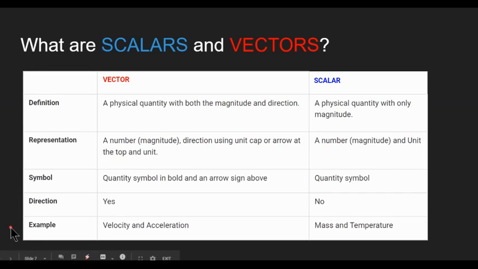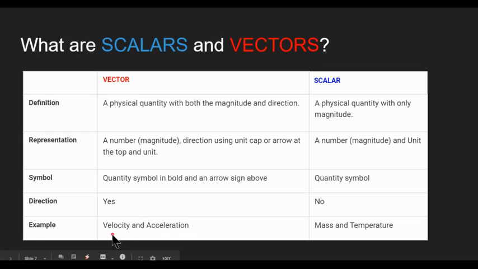Here is a summary of scalars and vectors and how they compare. A vector is a physical quantity that has both magnitude and direction. A scalar is a physical quantity with only magnitude, no direction. A vector quantity will be represented with a vector arrow plus the quantity in unit written next to it. A scalar has just a numerical value and a unit.